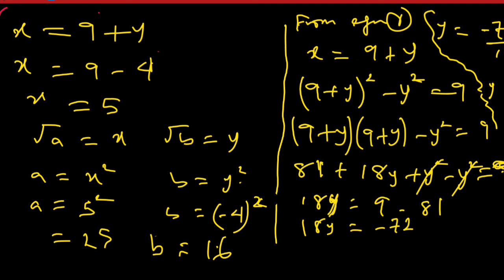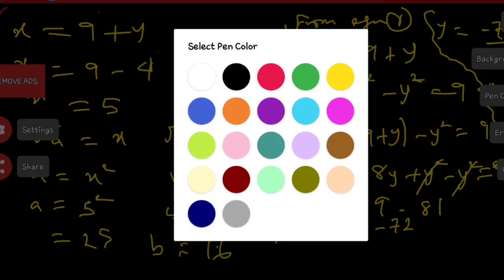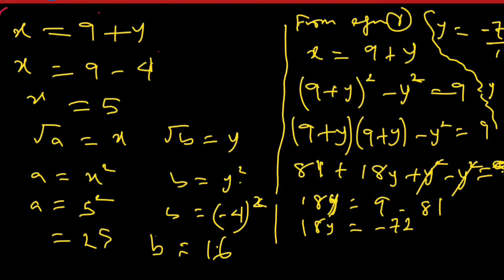So the values of my a and b should be a equals 25, b equals 16.